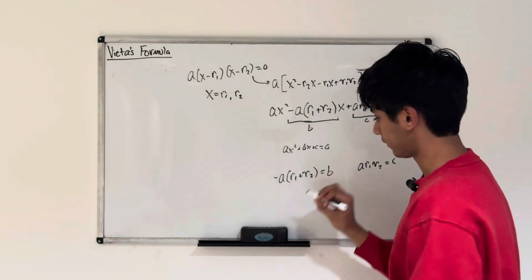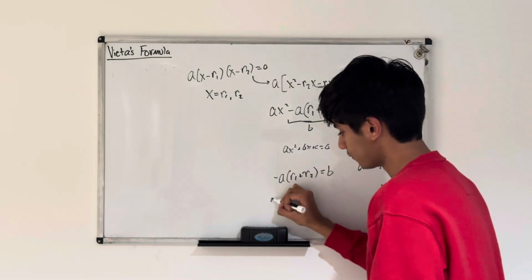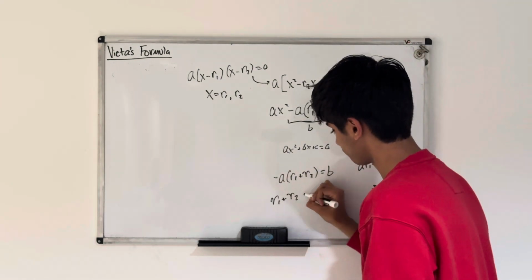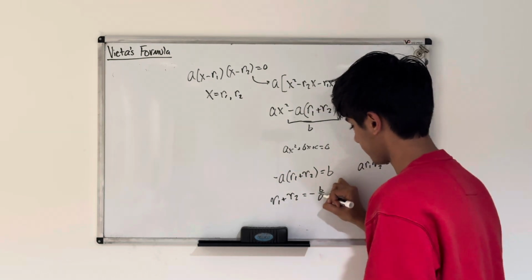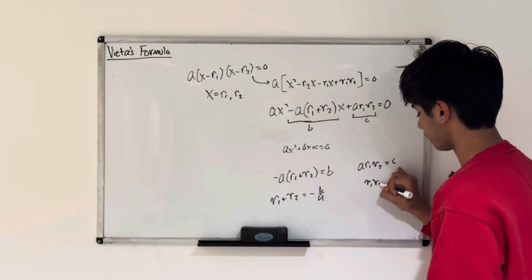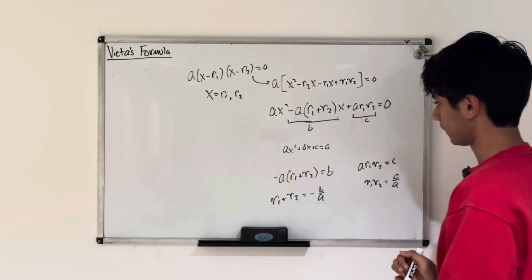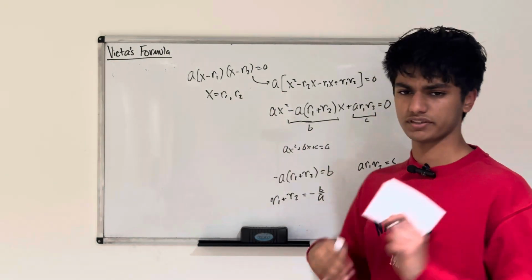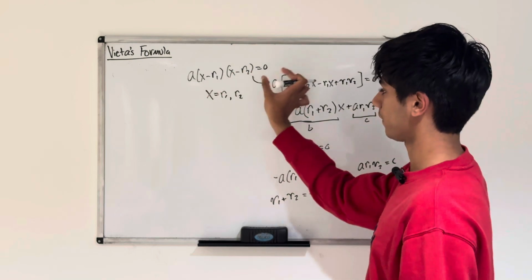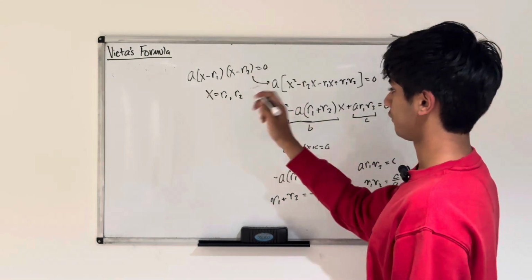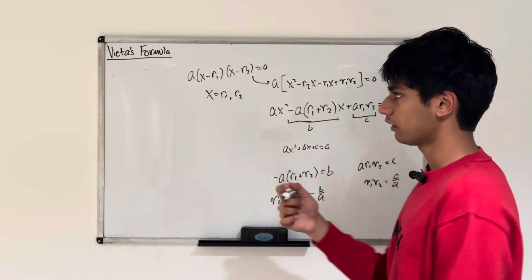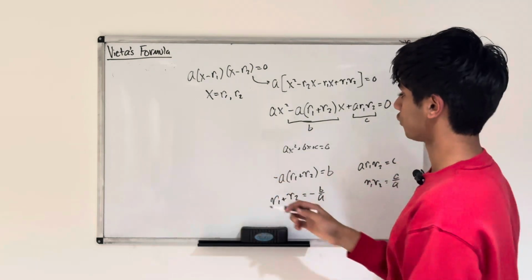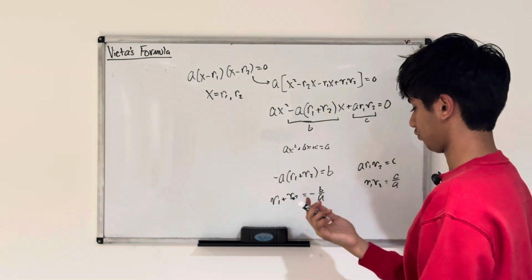And now you can simply see that in this case, if we divide by negative a, we get r1 plus r2 is equal to negative b over a, and r1 r2 is equal to c over a. And so we just proved Vieta's formula works for quadratics. We can do the same idea for cubics. We would just have another factor, and we would expand it and do the exact same thing. We could do the same thing for any order polynomial, and we get the same kind of result.